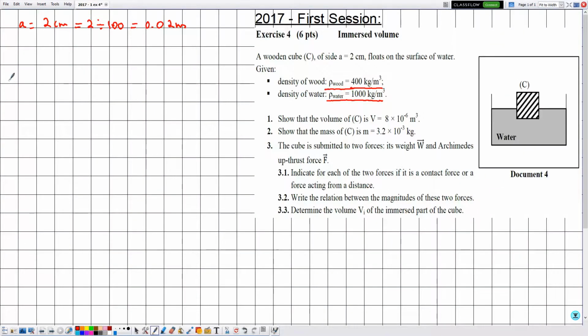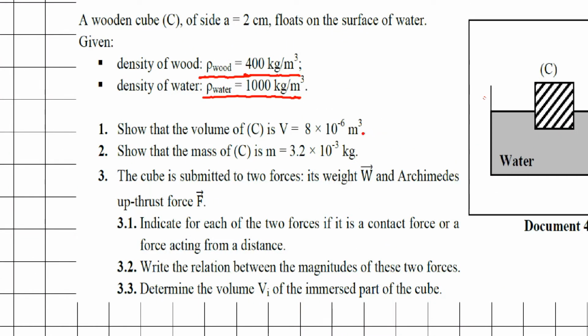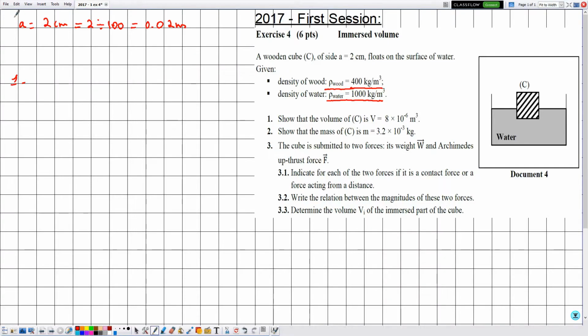Now number 1, show that the volume of C is V equal to 8 times 10 to the power minus 6 meter cube, knowing that this cube is a regular shape and its volume can be calculated using the following formula: the volume of the cube is equal to the side to the power 3.